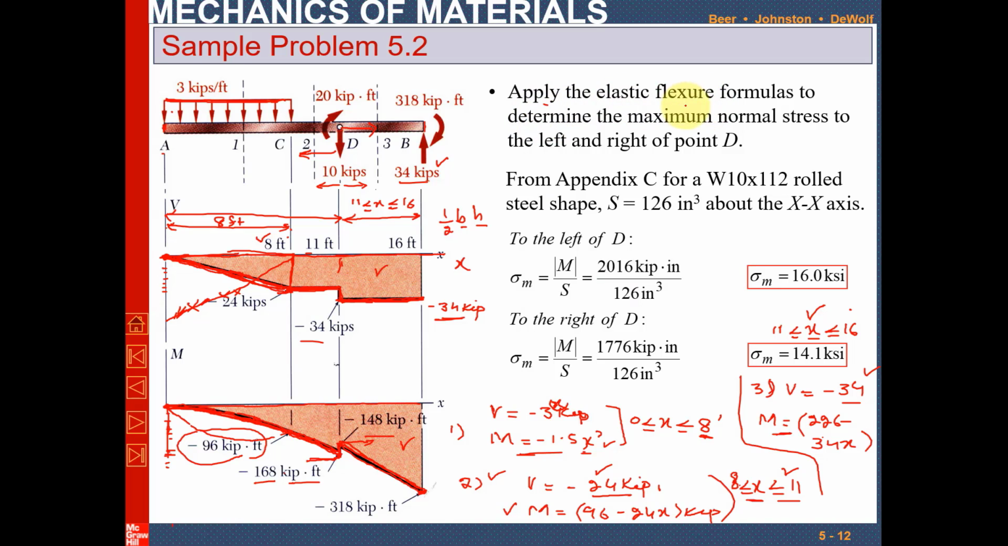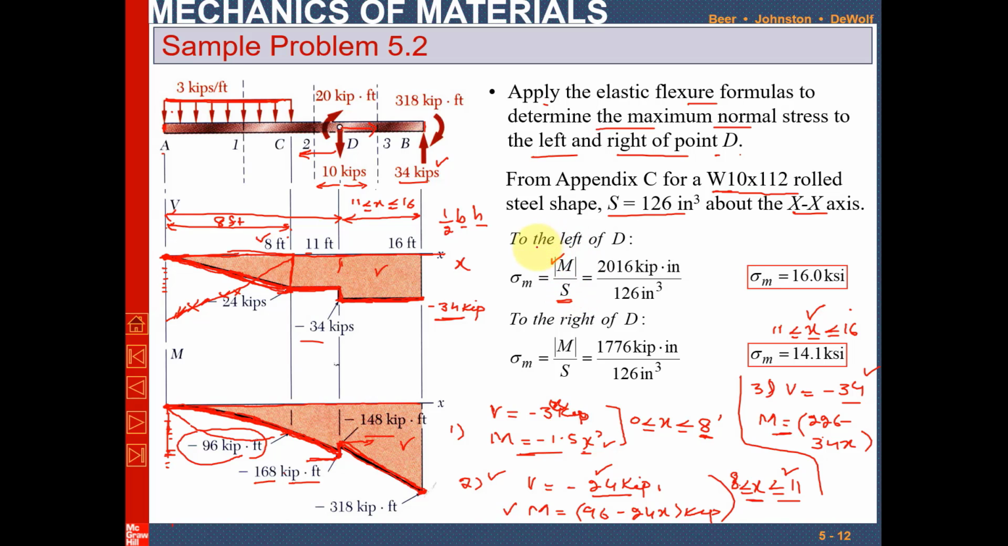So apply the elastic flexure formula to determine the maximum normal stress to the left and right of point D. Now we know that stress is equal to MC over I, or maximum stress is equal to M over S, where M is the bending moment and S is the section modulus. So the section modulus for this wide flange W10 x 12 rolled beam, if you go to Appendix C and locate this beam, S is 126 inch cube about the x-axis. Clear? So the S value is taken from the table.